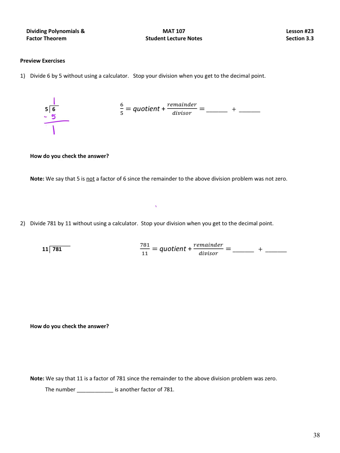Okay, so let's label some of these pieces here. This is the quotient. This is the remainder. And the 5 is the divisor. The number 6 is called the dividend.